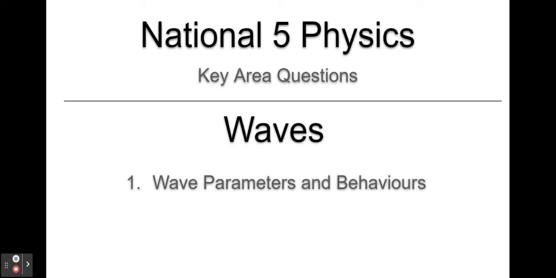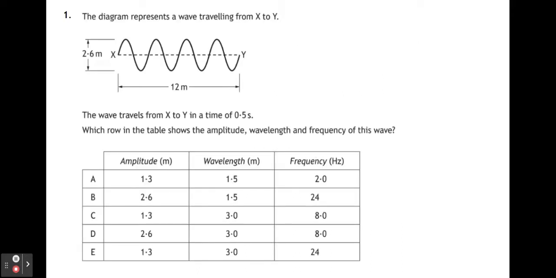Hello, today we're going to try some past paper questions about the first key area of the waves unit in National 5 Physics. Question number 1. The diagram represents a wave travelling from x to y. The wave travels from x to y in a time of 0.5 seconds. Which row in the table shows the amplitude, wavelength and frequency of this wave?